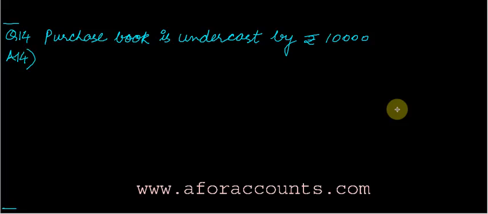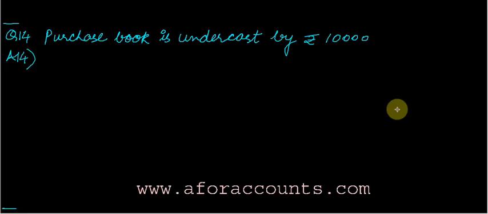Okay, question number 14. Purchase book is undercast by rupees 10,000. Now a very important point to be noted: when errors are located before closing of the accounts, that is before preparing the trial balance and before opening the suspense account, at that time you don't require rectification entries. Now when do we open the suspense account, that I'll discuss with you.